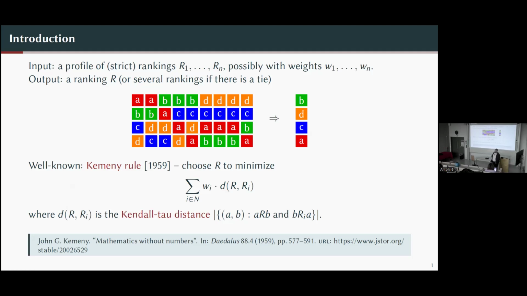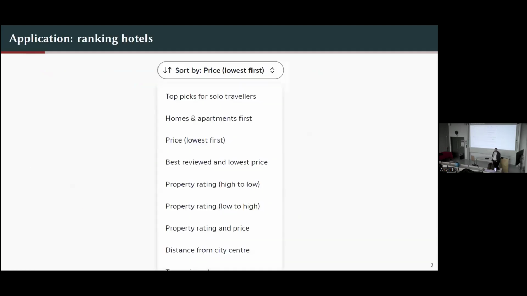But let's now look at an easier example where we can actually compute it in our heads, and that's the motivation for this paper. So suppose we are an online hotel booking agency such as booking.com. And there you can search for hotels. And then it will give you a list of hotels, and you can choose to sort them by whatever criteria you most prefer. And so there's things like price, or the distance from city center, or property rating. But then booking.com actually gives you some other intriguing options, such as best reviewed and lowest price, which suggests some sort of aggregation of these 2 criteria.